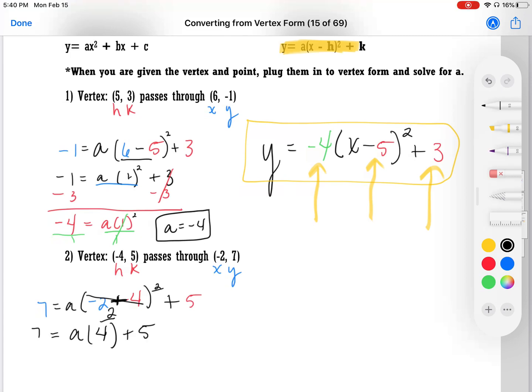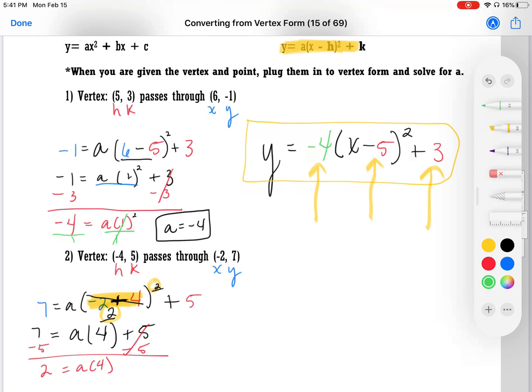So we had to clean up what was inside parentheses. -2 plus 4 was the number 2. It's raised to the second power. 2 to the second power is the number 4. So now to solve this, I move the 5: minus 5, minus 5. 7 minus 5 is the number 2, equals A times 4.